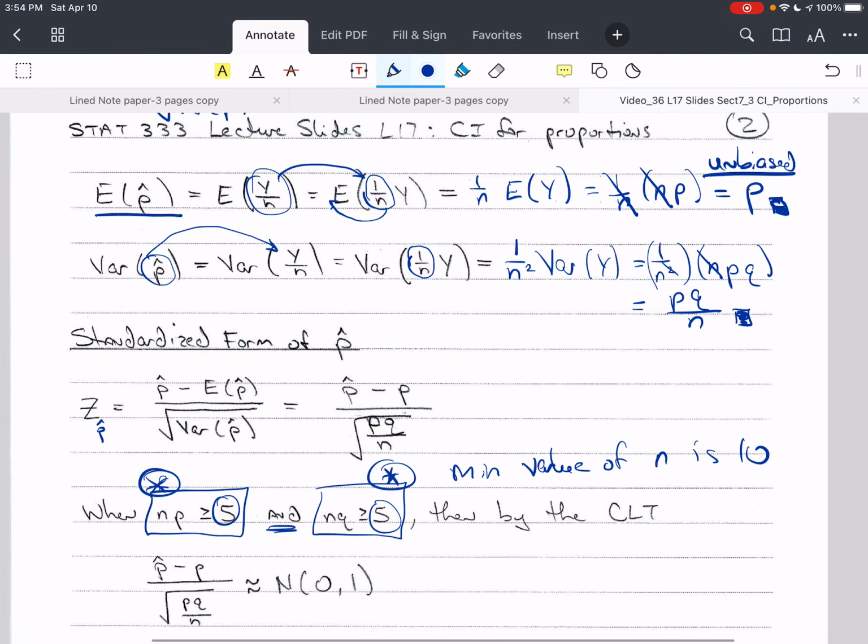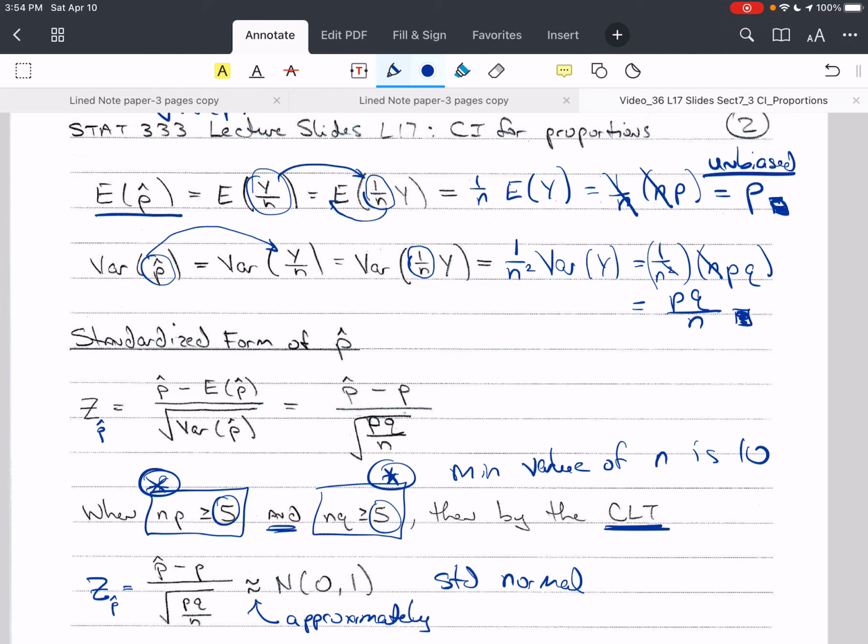So when this is true, we use the central limit theorem to say that Z of p hat, which is equal to the quantity we just calculated, has approximately a standard normal distribution. Not exactly, but approximately a standard normal distribution. Okay?